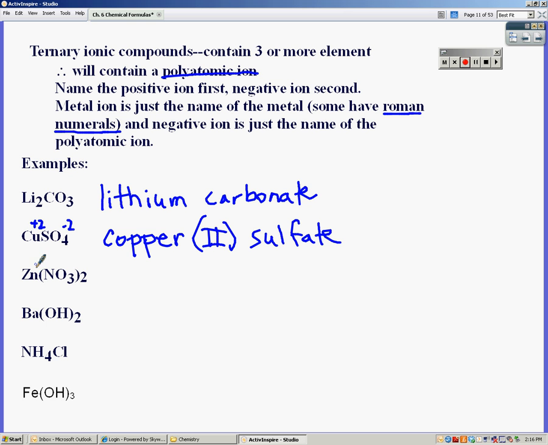Okay, the next one. I see my metal is zinc. That means everything else after it is the polyatomic ion. I also see parentheses, so I know I'm looking for what's in those parentheses, NO3. NO3 is called nitrate. And so I'm just putting that name with the name of Zn, which is zinc. Zinc is not one that can form more than one type of ion, so we do not need a Roman numeral. So I'm just putting zinc together with nitrate.